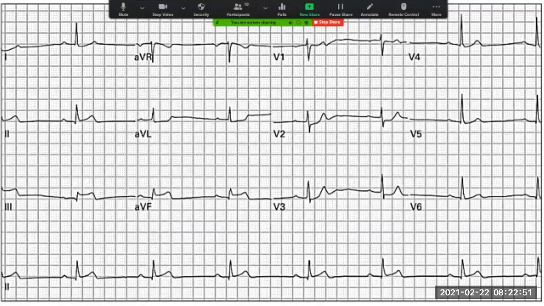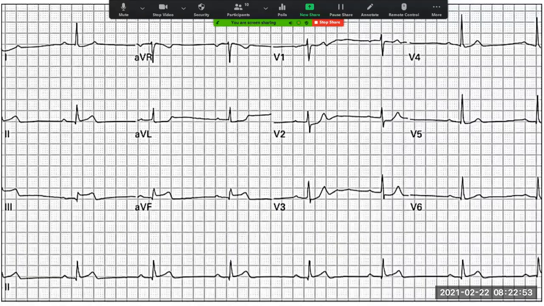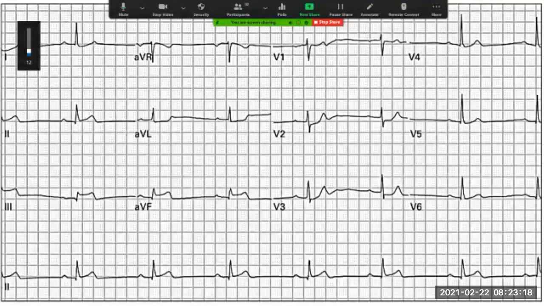So we know we've got a first degree. We know it's a consistent one, so that's why we say it's a first-degree heart block. Right, tell me about our QRS complexes. Are they narrow? Are they wide? Anybody's welcome to answer. You can answer on the chat, you can answer in person. I'm pretty sure we can hear you. Let me just put my volume up.